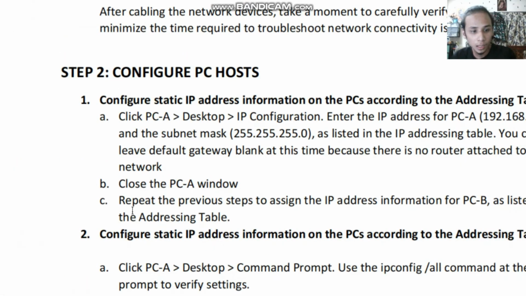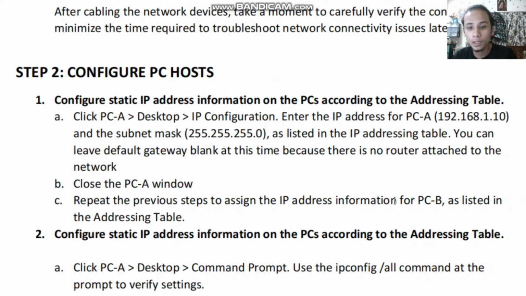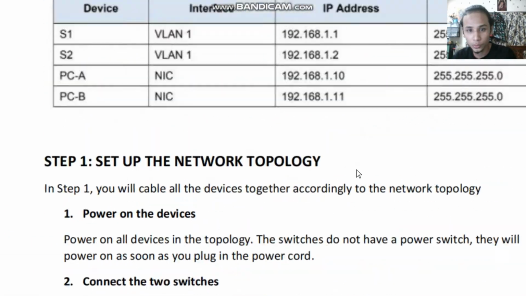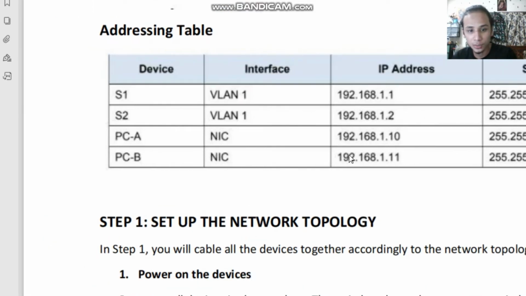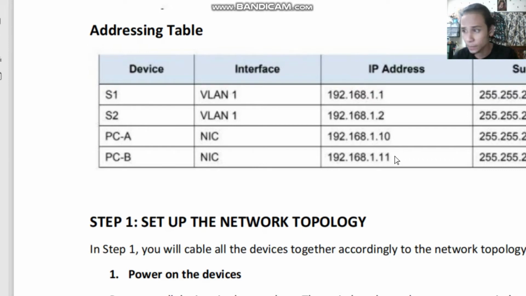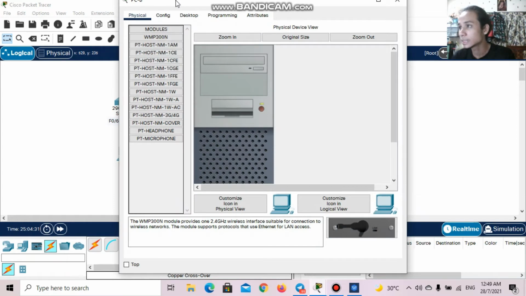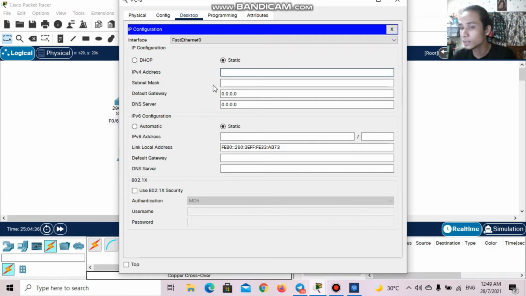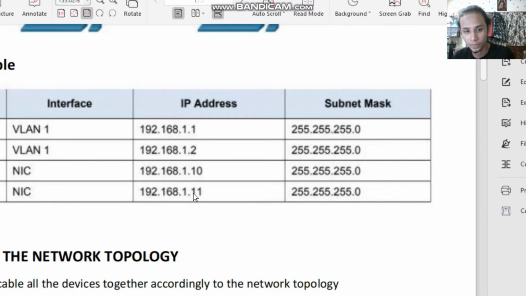Then I have to repeat the previous step to assign the IP address information for PC B as listed in the addressing table. So I will go to the addressing table and find the PC B IP address. So this is the IP address for PC B. Then I will go to PC B and click the desktop, and then IP configuration, and I will fill in the IP address for PC B.